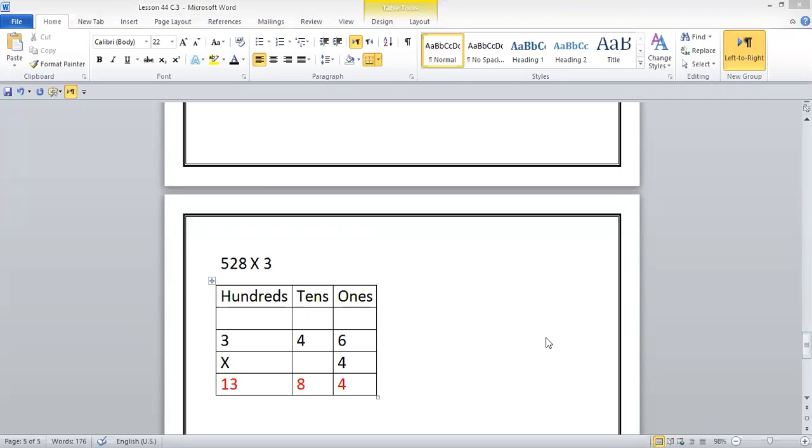In 528, how many hundreds are there? 5. How many tens? 2. And how many ones? 8. I want to do multiply by 3.